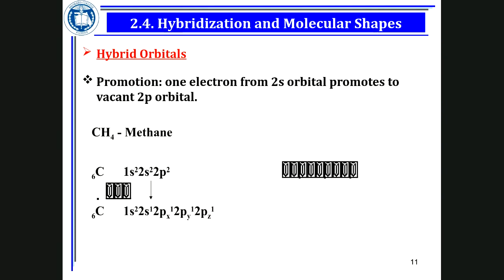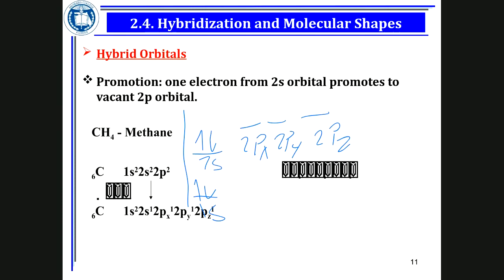The solution comes from the hybridization. Hybridization can explain that. Based on the hybridization, first, if we have the 1s with 2 electrons and 2s with 2 electrons, you have your 2px, 2py, and 2pz, 1 electron, 1 electron.